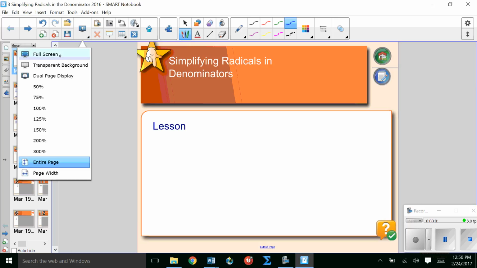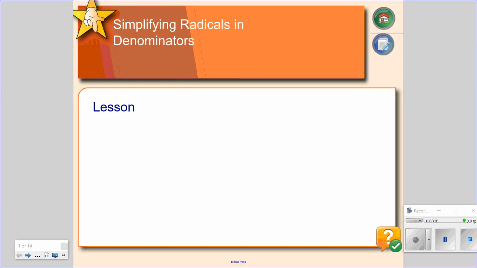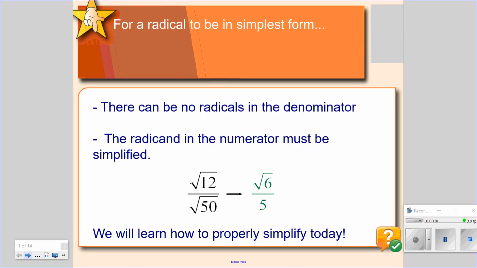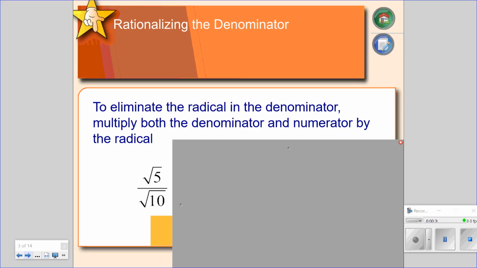In this lesson, we're going to look at how to simplify radicals when they are in the denominator. For a radical to be in simplest form, you technically cannot have radicals left in your denominator. So the radicand in the numerator must be simplified, but also you cannot leave a radical in your denominator. For example, the square root of 12 divided by the square root of 50 is fully simplified as the square root of 6 over 5. So today we're going to learn how to go from here to there using some simplifying processes.